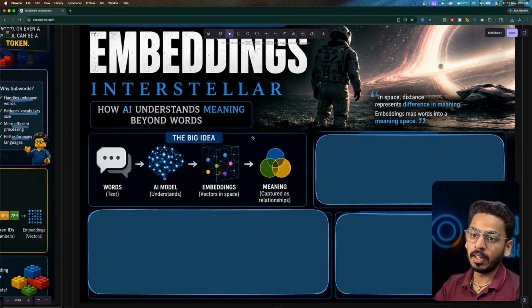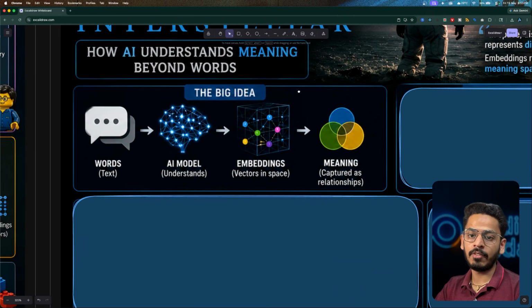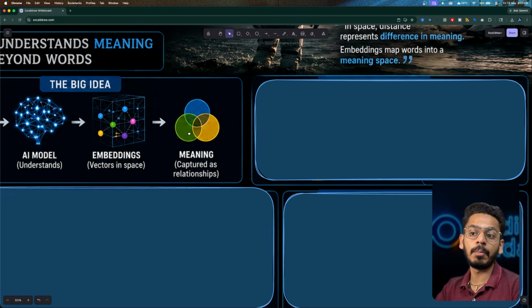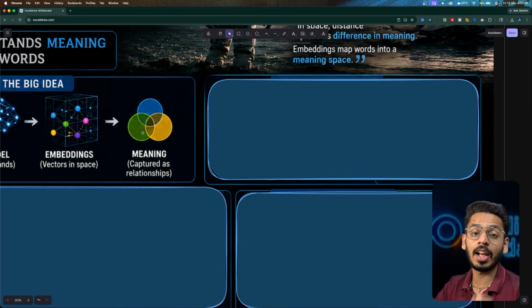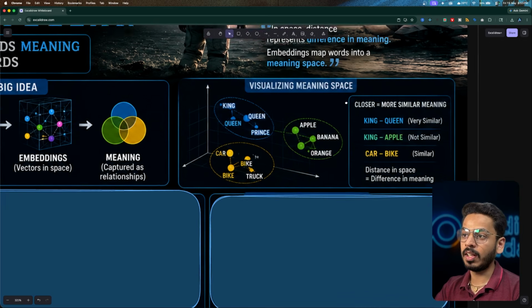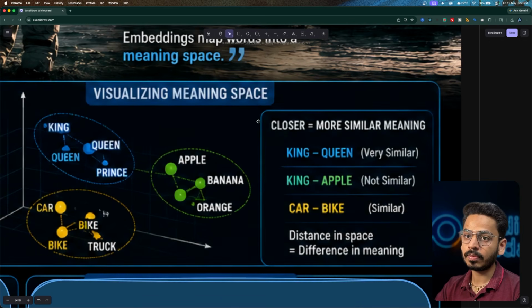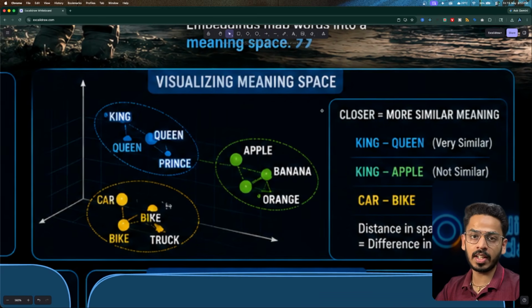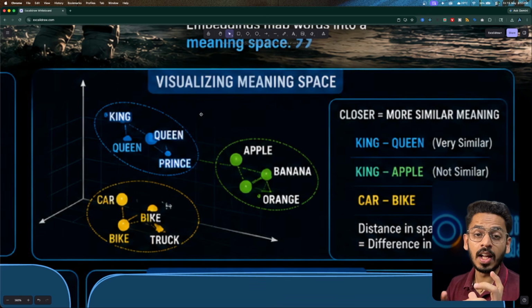The big idea here is that the words, the input given to the AI model, are understood by it and turned into embeddings, which are vectors in space. And then the meaning is captured as relationships between the given words. For example, we have three different dimensions here. One dimension talks about different auras or different kinds of personalities.